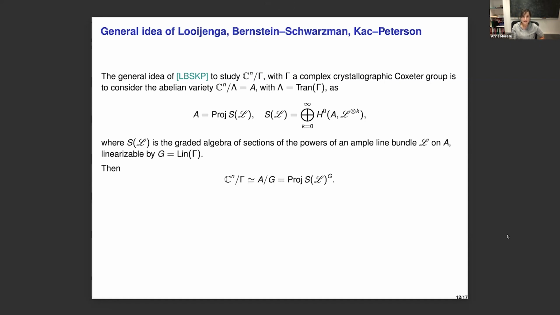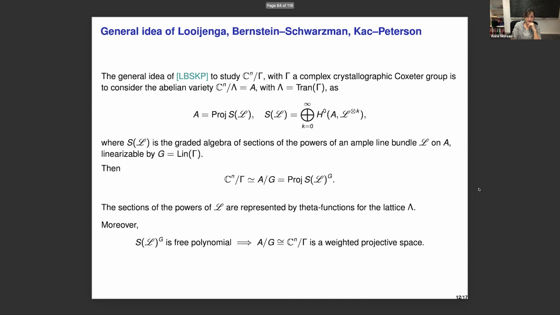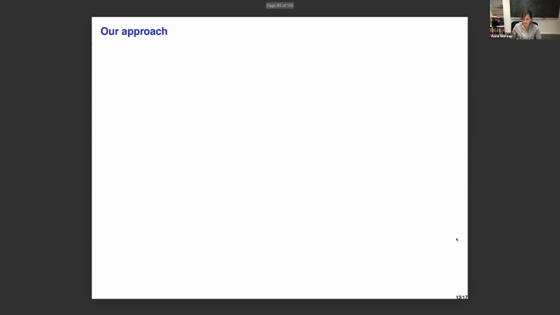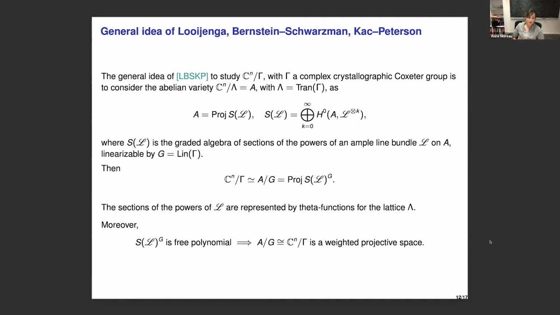And what they did, so now they consider the quotient of this abelian variety by G, and this is the Proj of the G-invariant part of this graded algebra. And if we are lucky, this G-invariant graded algebra is polynomial. The sections of the powers of L are represented by theta functions for the lattice Lambda. So using theta functions, these people were able to prove that the G-invariant algebra is a free polynomial algebra. And this implied that the corresponding projective variety, in our case just A over G, is a weighted projective space. So this is the strategy.